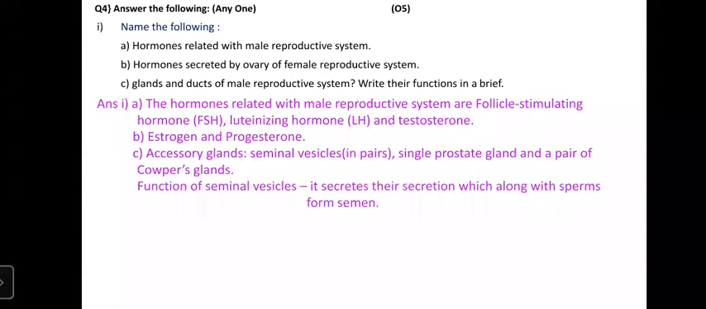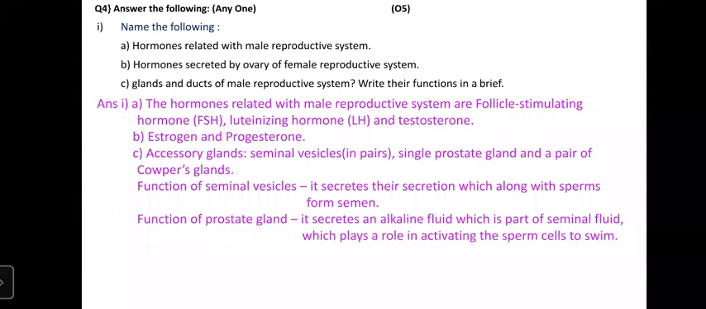Next, you are going to write their functions. So what is the function of seminal vesicles? See, it secretes a secretion which, along with sperm, forms semen. So it helps in the production of seminal fluid.